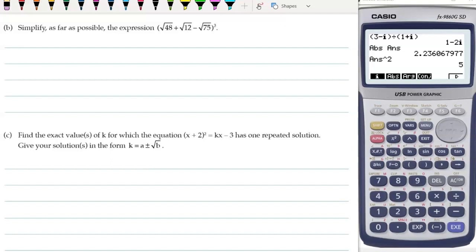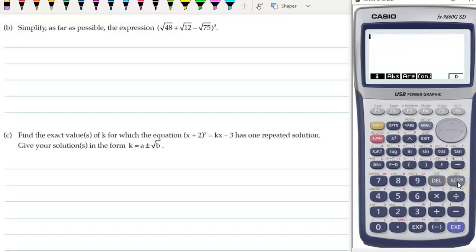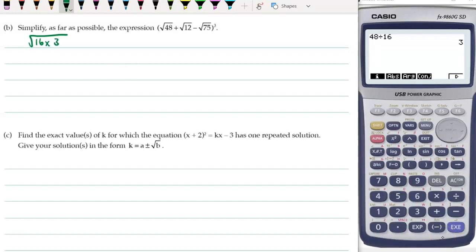Okay, for part B, let's try and simplify each of those surds in that bracket before we go ahead with the cubing, because if we were to cube that now, that would get quite complicated, but let's sort out what we have inside the bracket first. So we can divide by 16. We're always looking for square numbers, the largest square numbers that we could make into that. And that's because on the next line we can turn that into a 4 root 3.